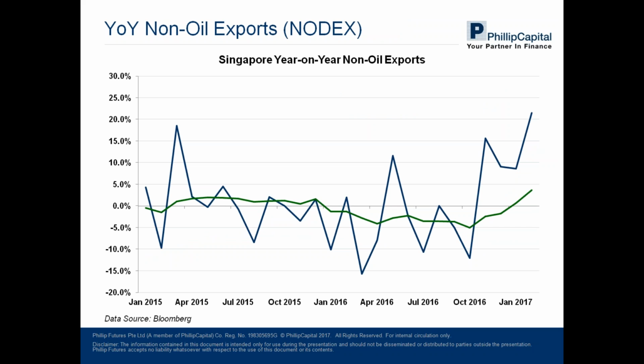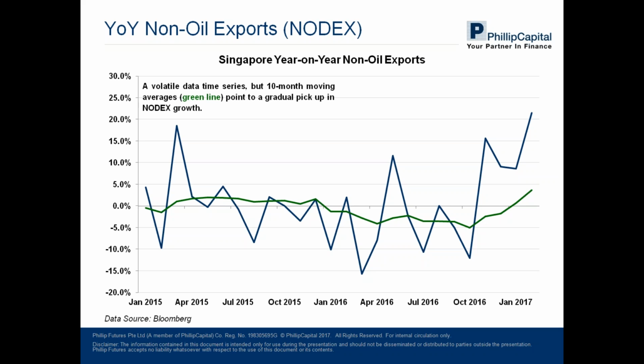So the next indicator we can look at is year-on-year non-oil exports. On this chart here, the blue line shows the actual data reading. The green line is a 10-period moving average. In a way, the green line smooths out the volatility of the blue line and gives a slower-moving but broader indication of the trend of how non-oil exports growth has been moving.